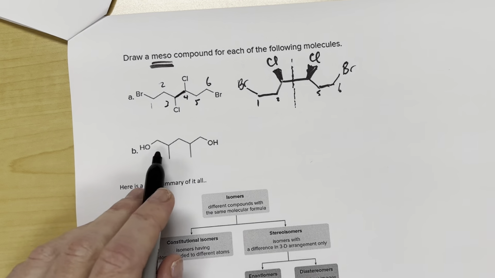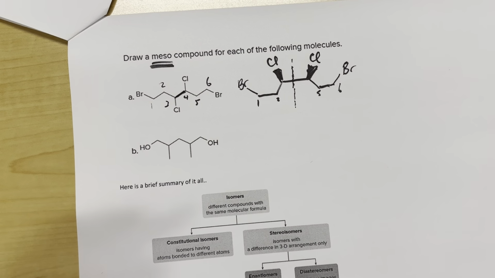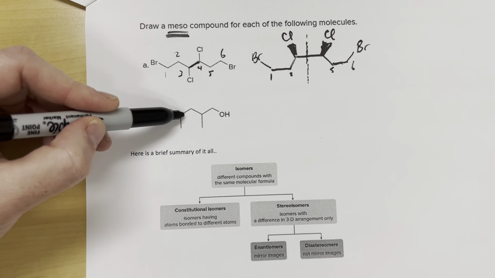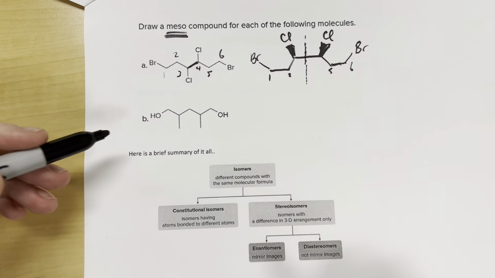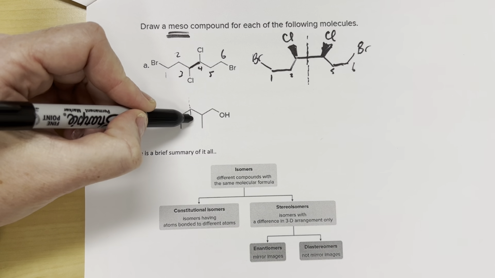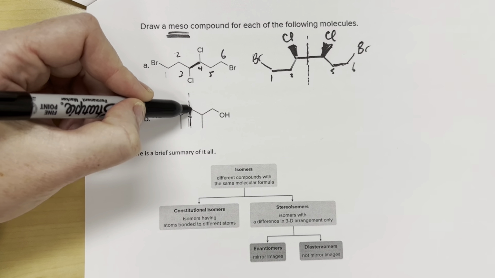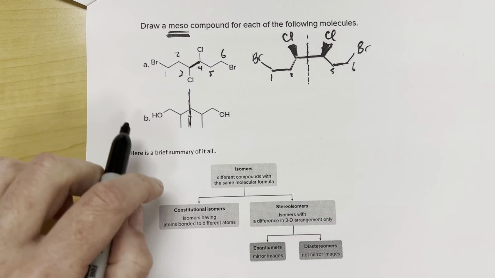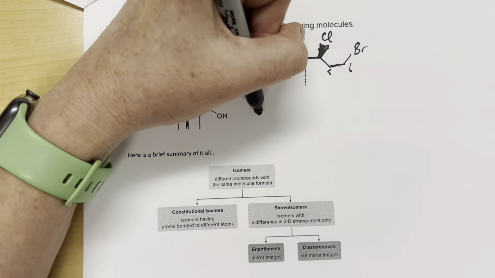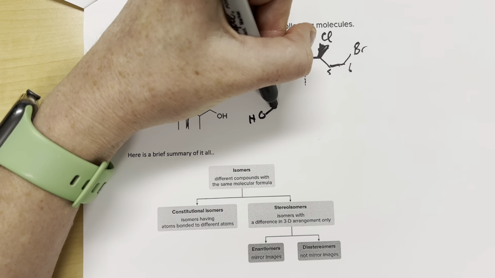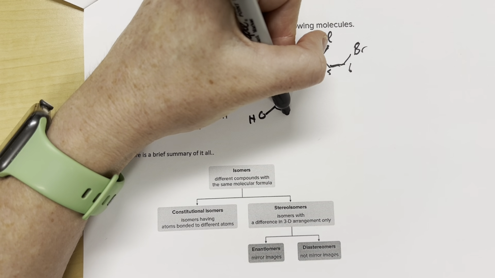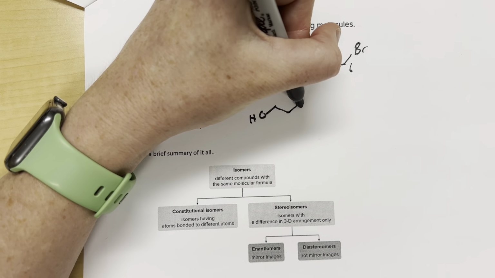All right, now we got this one. Same exact thing. This one already, you can see the natural mirror image in it, so we don't have to do it like this, because I could just draw a plane of symmetry right there, right? And I can see that the stuff on the left is equal to the stuff on the right. So when drawing a meso compound, you just want to, let me do this.